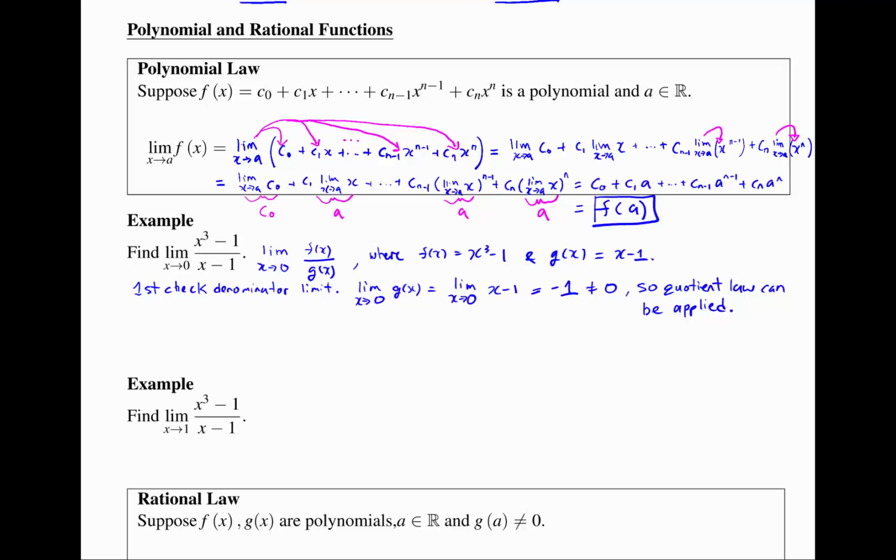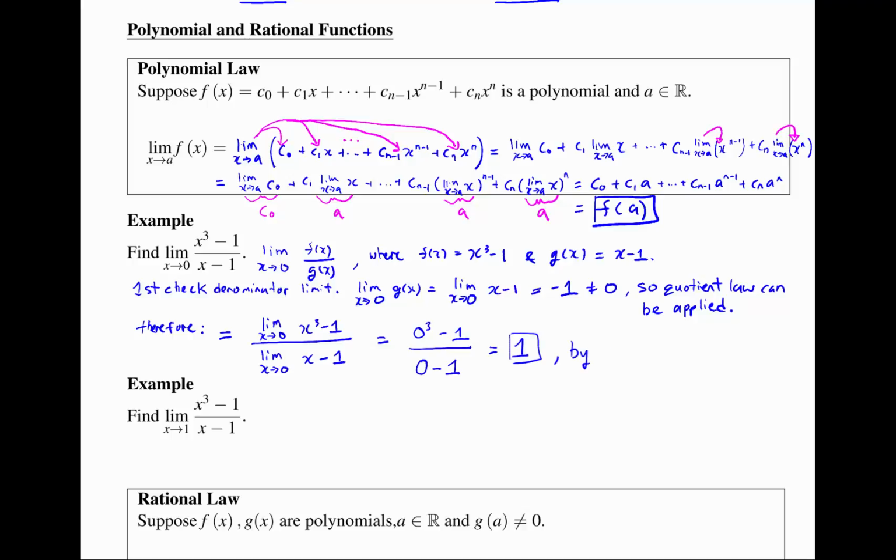So the limit as x goes to 0 of x cubed minus 1 over x minus 1 is equal to the limit as x goes to 0 of x cubed minus 1 over the limit as x goes to 0 of x minus 1. And then by the polynomial law, we can just plug in 0 into the numerator and the denominator, and we find that this limit is 0 cubed minus 1 over 0 minus 1, which is just 1.